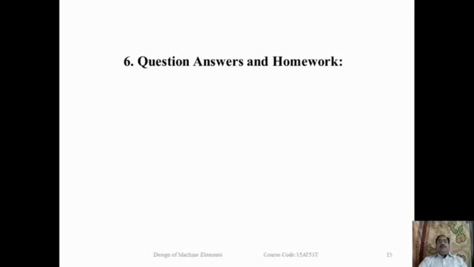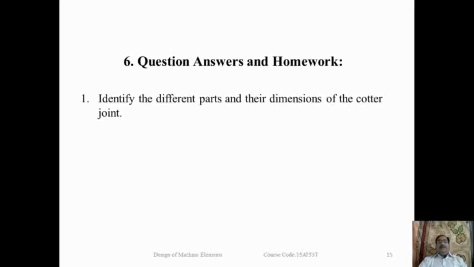The sixth content is questions, answers and homework. Dear students, I will give some questions as homework. Number 1, identify the different parts and their dimensions of the cotter joint. When you are familiar with the different parts of this socket and spigot cotter joint, then it is easy to design with their dimensions.